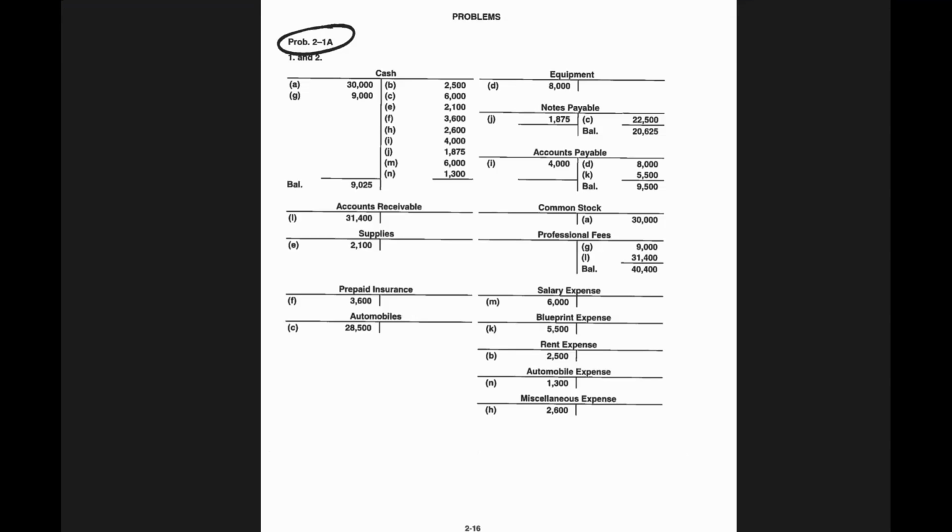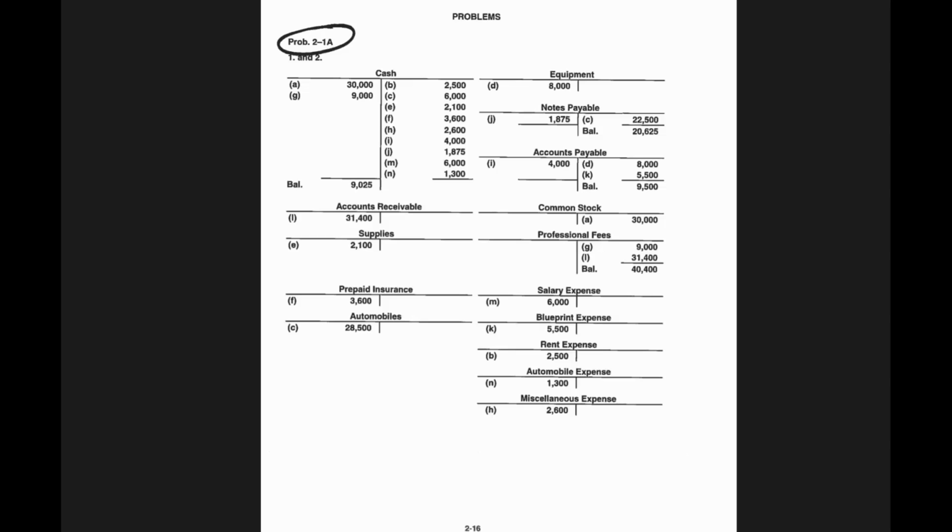Okay, and then the last problem that I'm going to do with you here is problem 2-1A, found on page 96. And the instructions are this architect organized this company, and during the month, they had the following transactions, A through N. And then number 1, it says record these transactions in the T accounts. Number 2, determine those balances in the T accounts. And then ultimately we get to number 3, prepare an unadjusted trial balance.